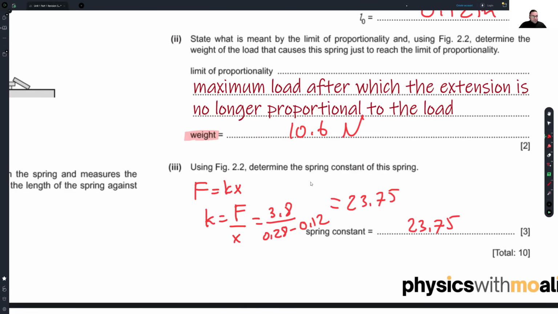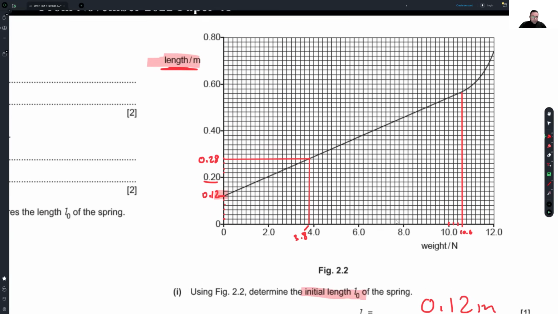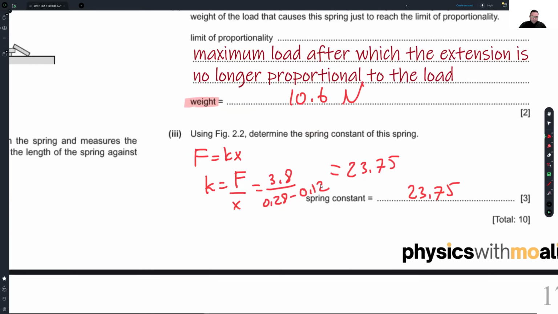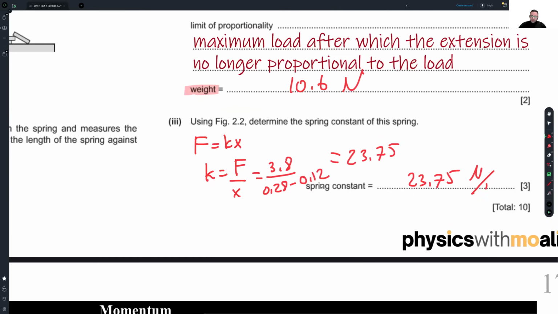What's the unit for the spring constant? It's the unit of F divided by the unit of x. So newton per meter in this example.